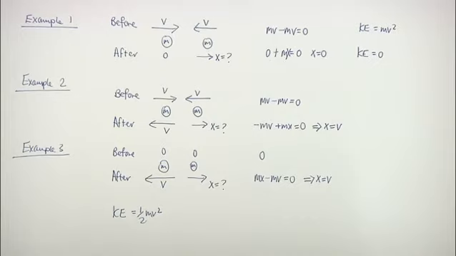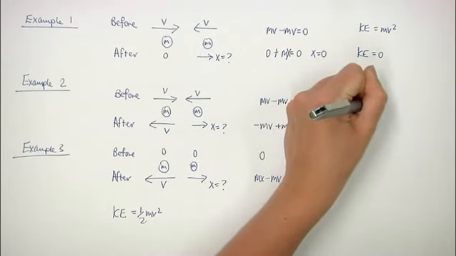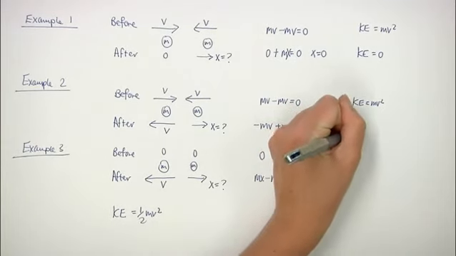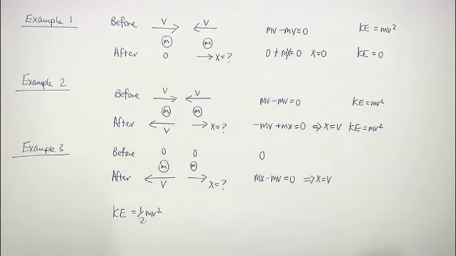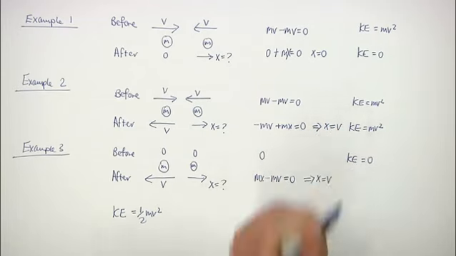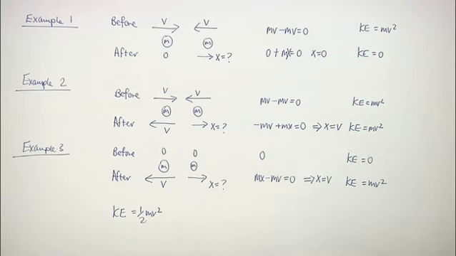In example 2, the energy before is mv squared, and the energy afterwards is also mv squared. We call this an elastic collision. In example 3, the energy before is 0, and the energy afterwards is mv squared. In each case, momentum is conserved.